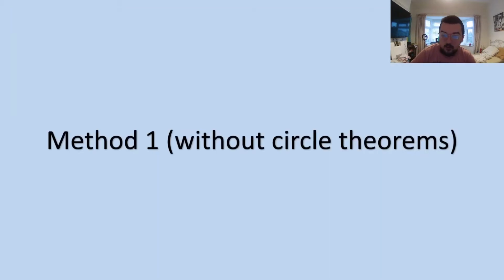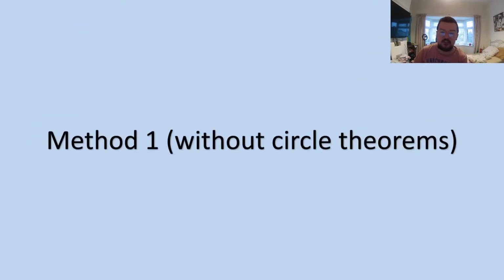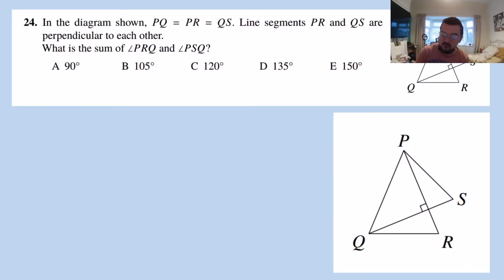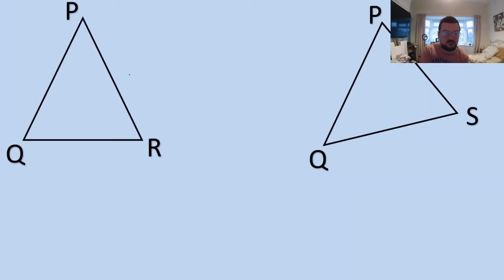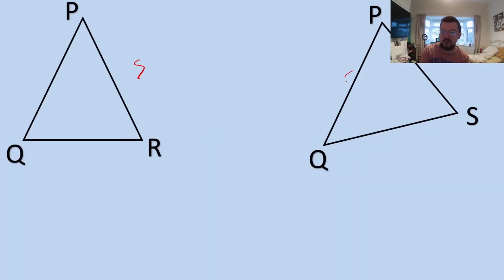So method one, without circle theorems. What I've done here is that I've taken two triangles from this set. I've taken PQR, which is this triangle here, and I've separated that into this triangle here, and then I've taken the triangle PQS, so we go down, we go up here, and then we go across, and that makes this triangle on this side. So I've separated those two things out.